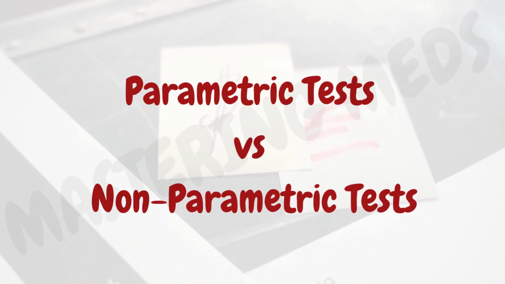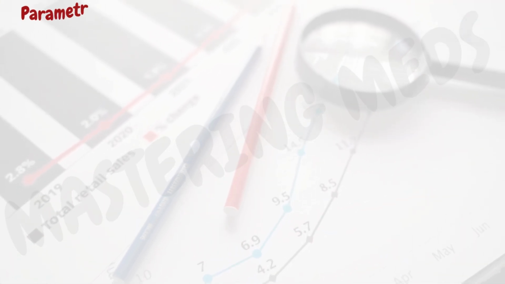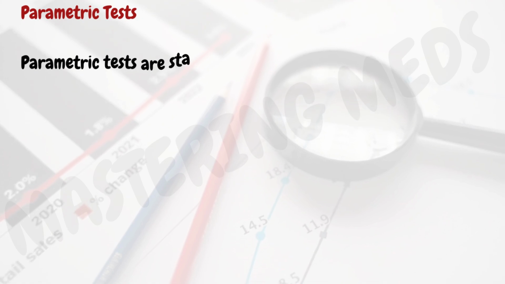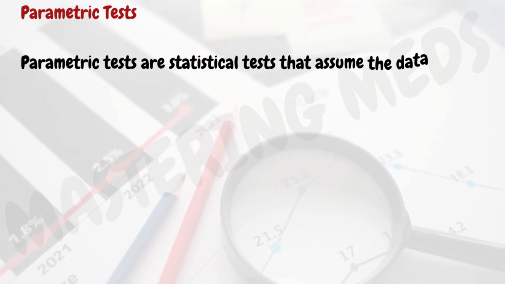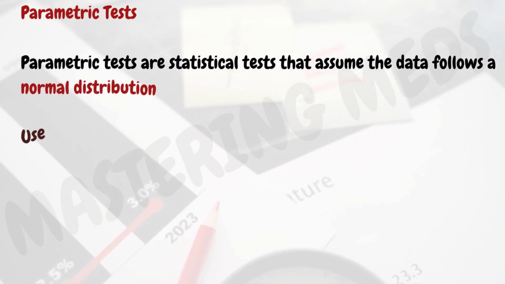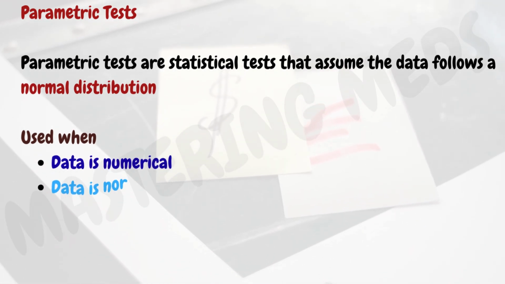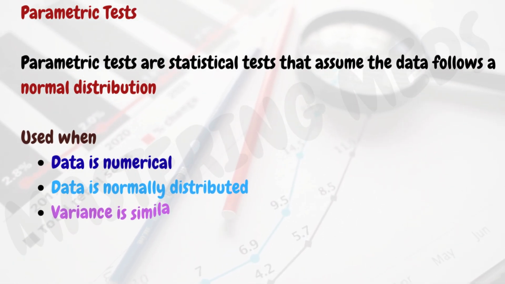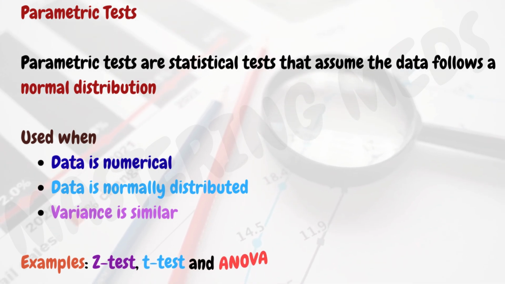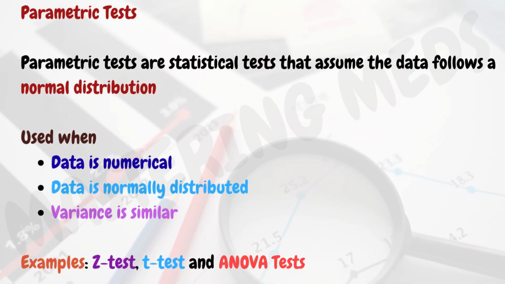Parametric and non-parametric tests. Parametric tests are statistical tests that assume the data follows a normal distribution. It is used when data is numerical, data is normally distributed, variance is similar. Examples: Z-test, T-test and ANOVA tests.